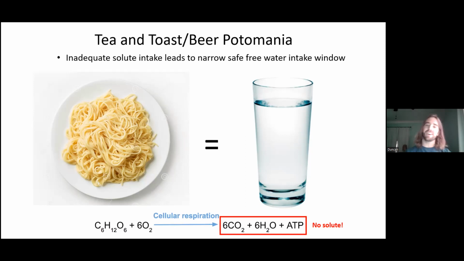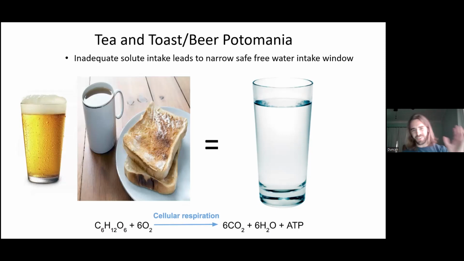Someone can have a diet of just things like toast, simple carbohydrates, tea, hence it's called tea and toast, or something like beer potomania, where someone's getting all of their caloric intake from beer, which has carbs, so they're going to have adequate caloric intake, but they aren't consuming enough solute for the kidneys to work with. Because of that, we can get into issues with free water intake. Depending on our diet, we can have a lot of variability in how much solute we are giving our kidneys to work with.